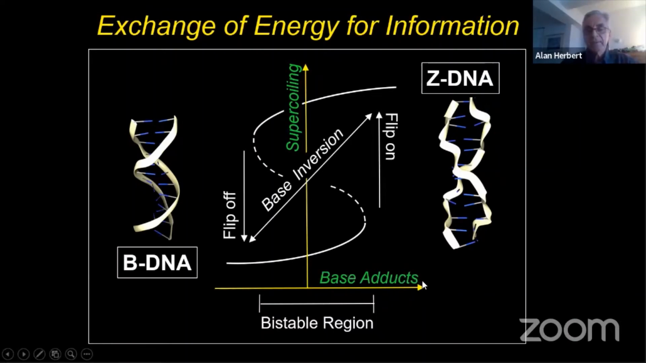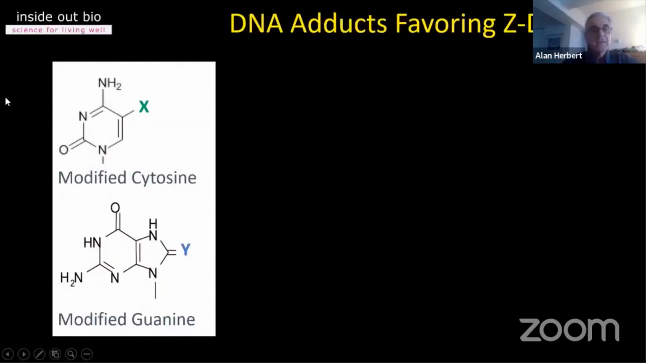So you can put base adducts there that change the propensity for bases to want to flip over. And you can also put energy in there in a number of ways. And one way is supercoiling, and we'll describe that in the next couple of slides. So here are potential base modifications that can occur on the rings. When we talk about adducts, we're talking about modifying cytosine or guanine, for example.